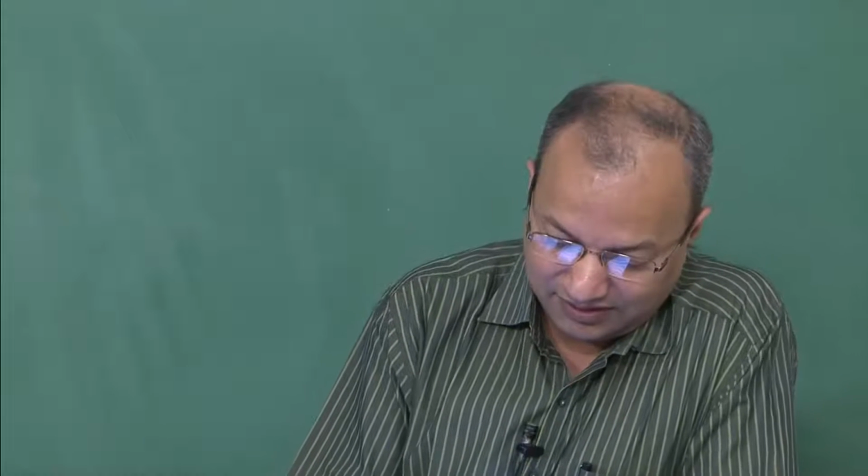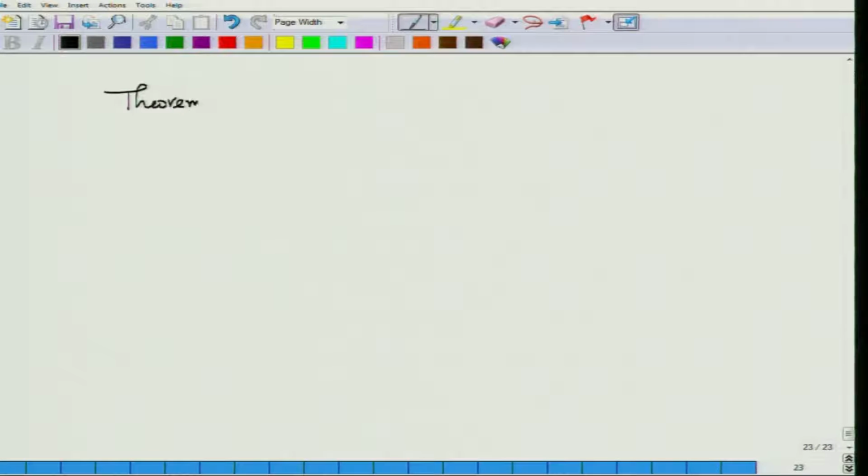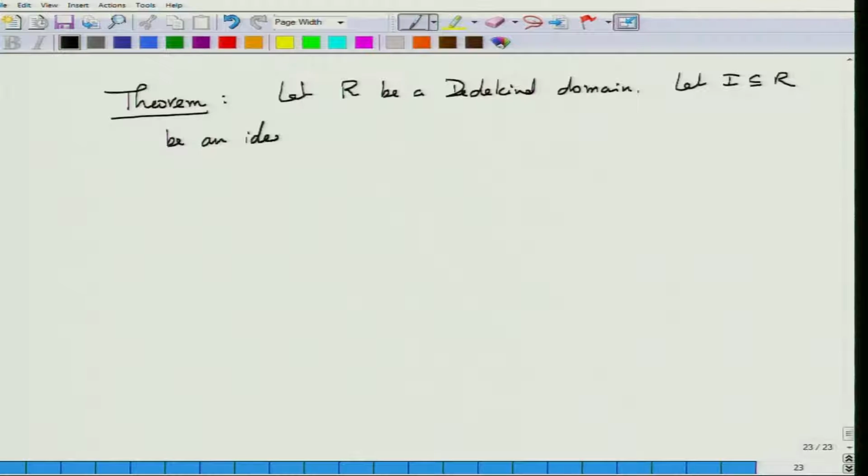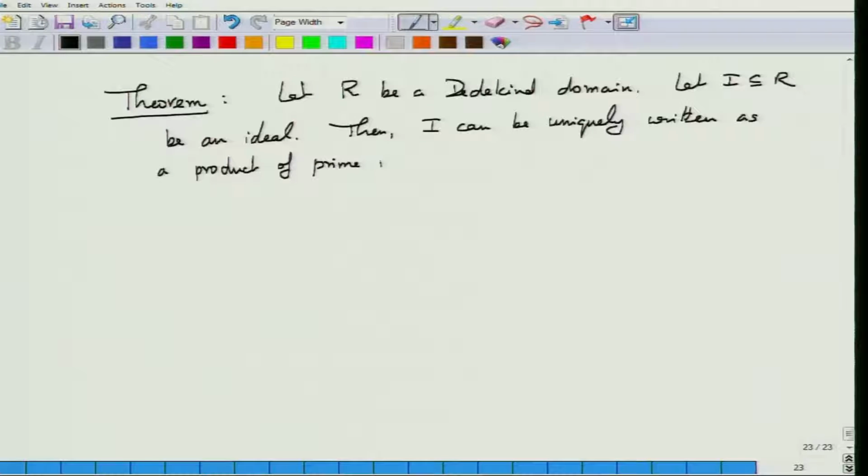Today we partially prove this theorem. Let R be a Dedekind domain, and let I be any ideal in the ring. Then I can be uniquely written as a product of prime ideals.